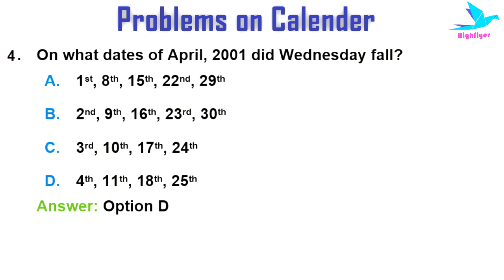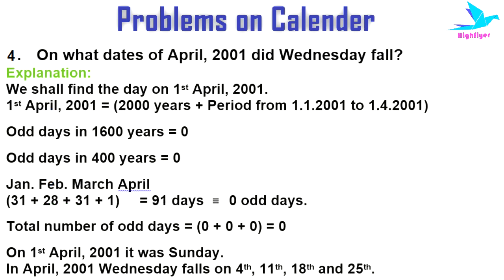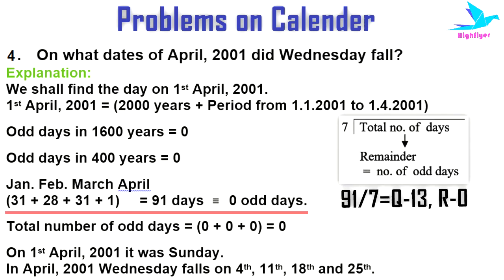Let's see how. Now in this case, first we shall find the day on 1st April 2001. So 1st April 2001 equals 2000 complete years plus the period from 1st January 2001 to 1st April 2001. Now as we know, the first 1600 years equal 0 odd days, then the next 400 years also equal 0 odd days. That means the first 2000 years equal 0 odd days. So let's count the number of days in 2001 till 1st April. That is January 31 days, February 28 days, March 31 days and April 1 day. All total equals 91 days.